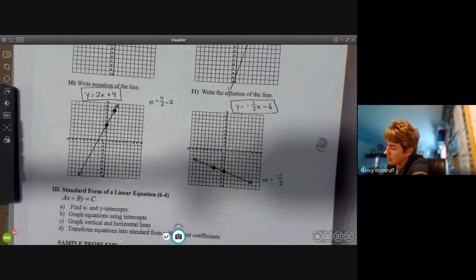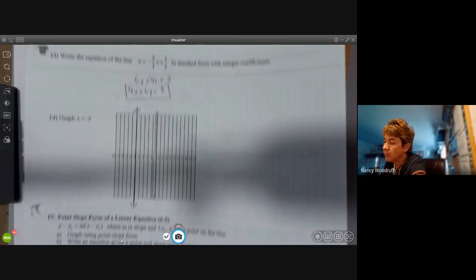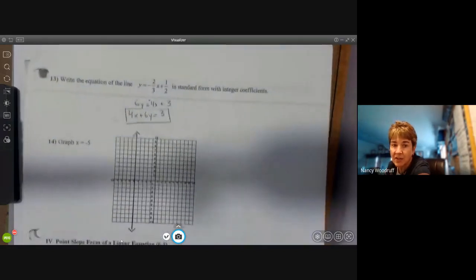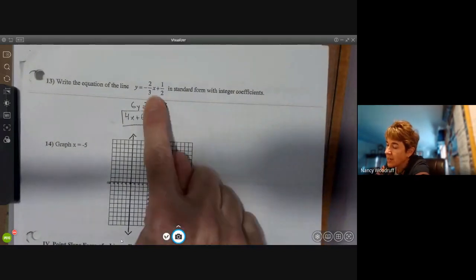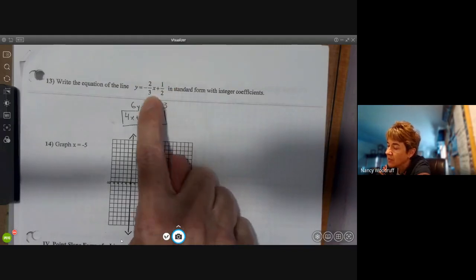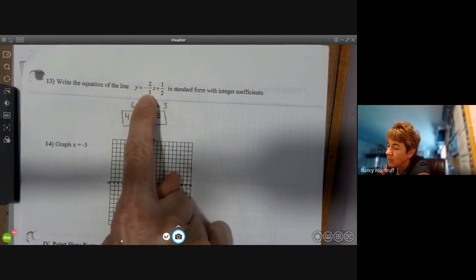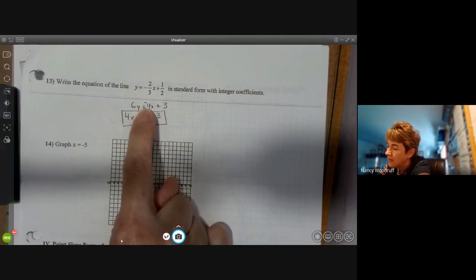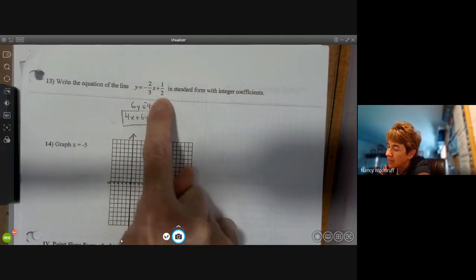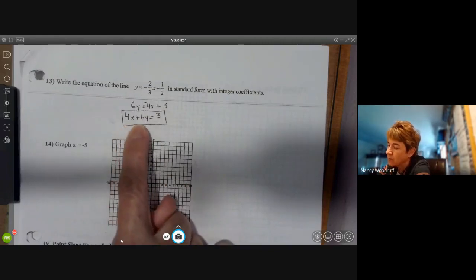Okay, moving on now to number 13. Now we're talking about standard form. So this guy has 2 problems. He has fractions and the x terms on the wrong side. So the first thing I did was multiply everybody by 6. 6y, 12 divided by 3 would be 4, and it's a -4x. And 6 divided by 2 is 3. And then add this guy around, and we have 4x plus 6y equals 3.